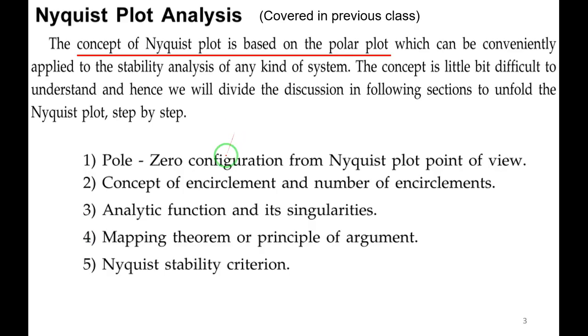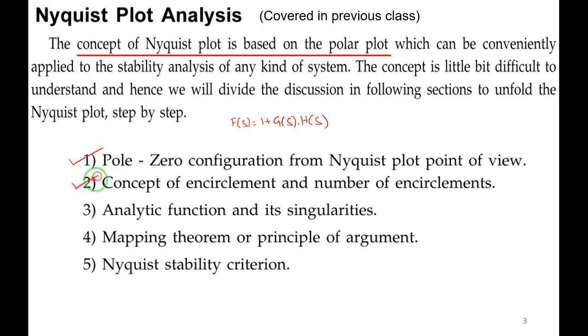right? Okay, yesterday we have seen the Nyquist plot analysis step by step. First, we have analyzed the pole zero configuration from the Nyquist plot point of view, right? And we have defined the function F(s) that is equal to 1 plus G(s)H(s), right? So the zeros of this function are nothing but the closed loop poles of the system. The zeros of this function F(s), that is 1 plus G(s)H(s), are nothing but the closed loop poles of the system that we have seen, right? Then the open loop poles remain the same in both the cases.